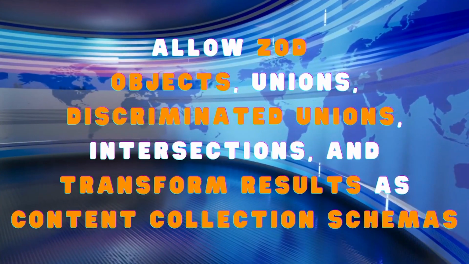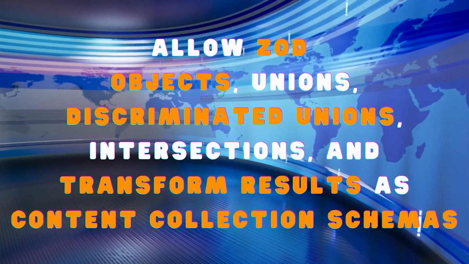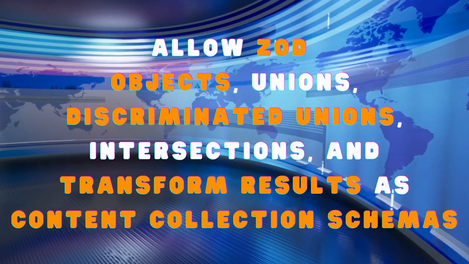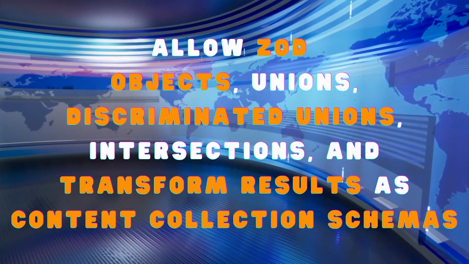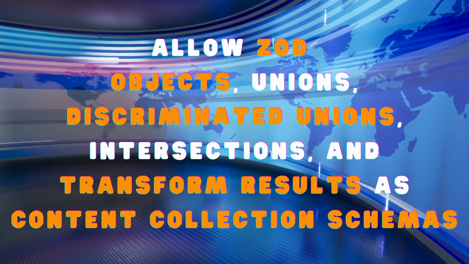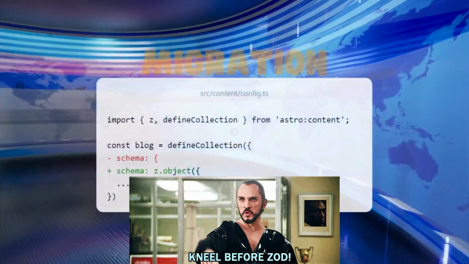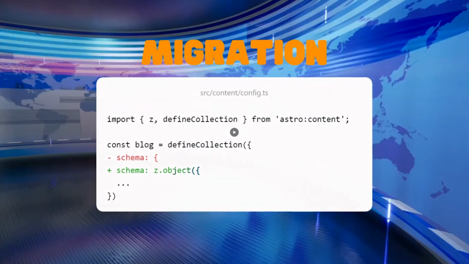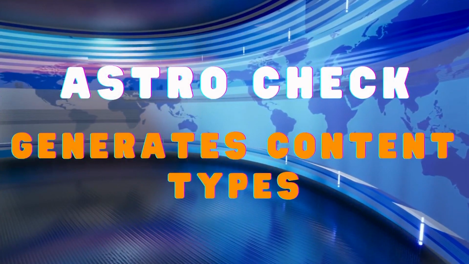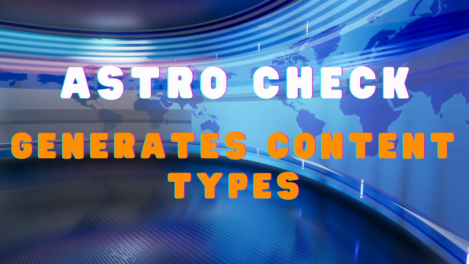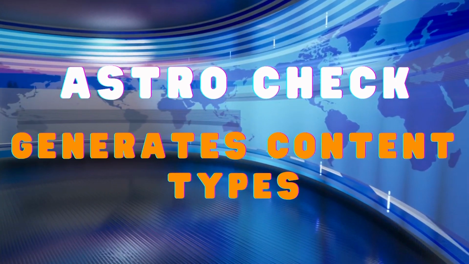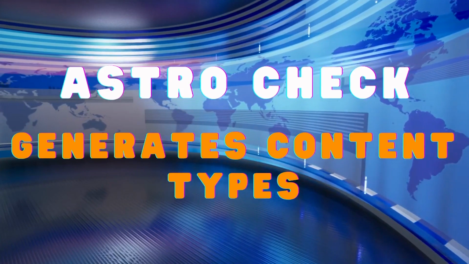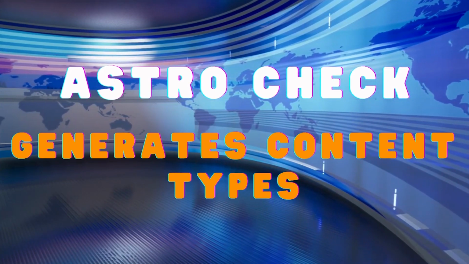Another exciting update for content collections. Instead of using an object with a Zod schema inside of it, we're now using z.object, which allows some pretty exciting stuff like discriminated unions and other things like that. So your types for schemas get a lot more powerful. We also have Astro Check. Astro Check now runs Astro Sync, which will generate your types for you in that .astro directory. So that's another thing that you don't need to do manually, which is great.